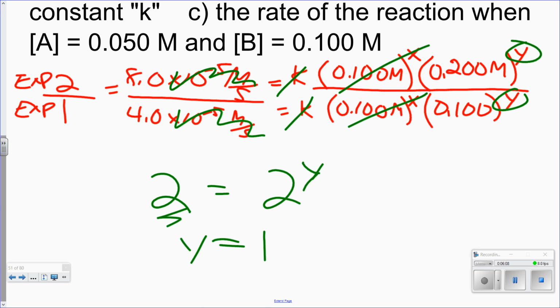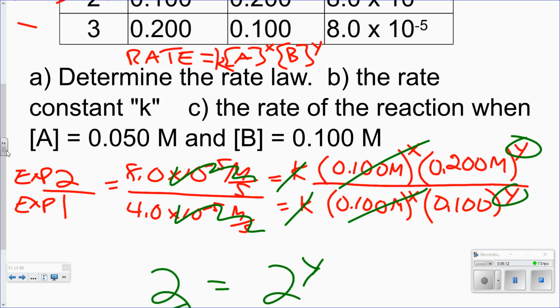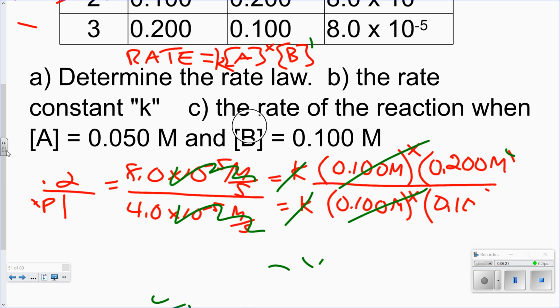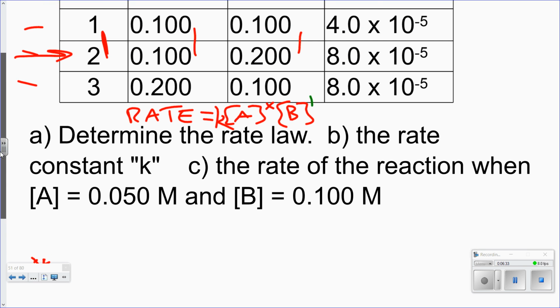Again, go back and pause if you need to. So now I know Y. Y is 1. You can put 1, you don't have to. You can leave it blank if you want. Typically we just leave that blank. I put it in there just for demonstration purposes. So let's do the same thing, but now solve for X. Keep some things constant. But now we got to keep the other one constant. We got to keep the reactant B constant.